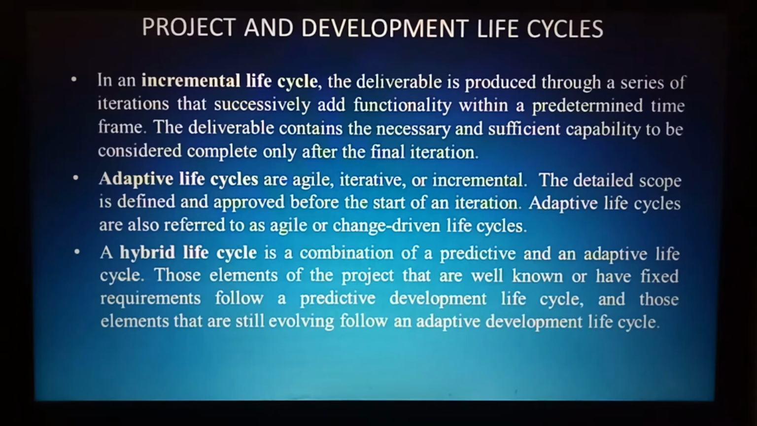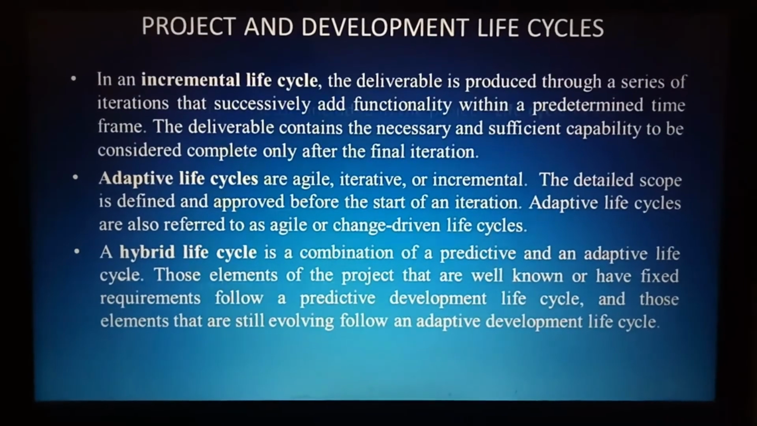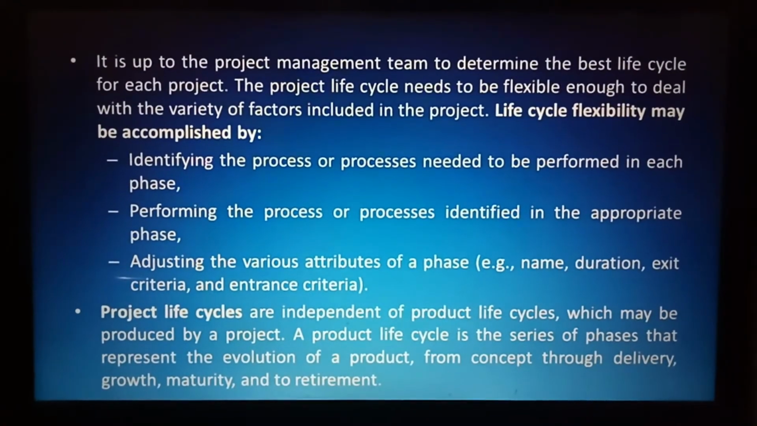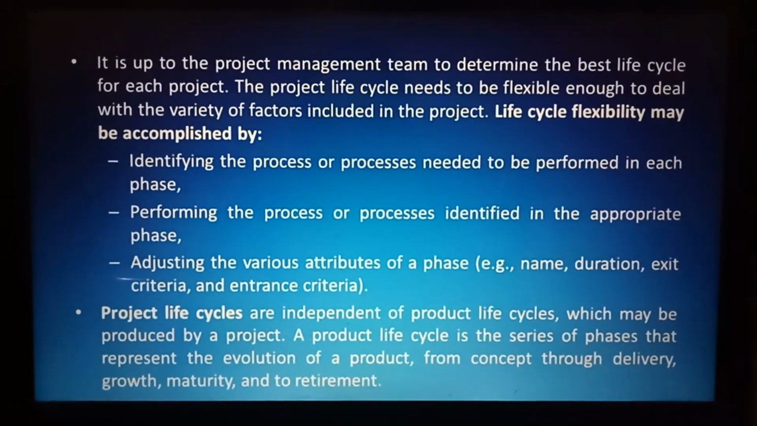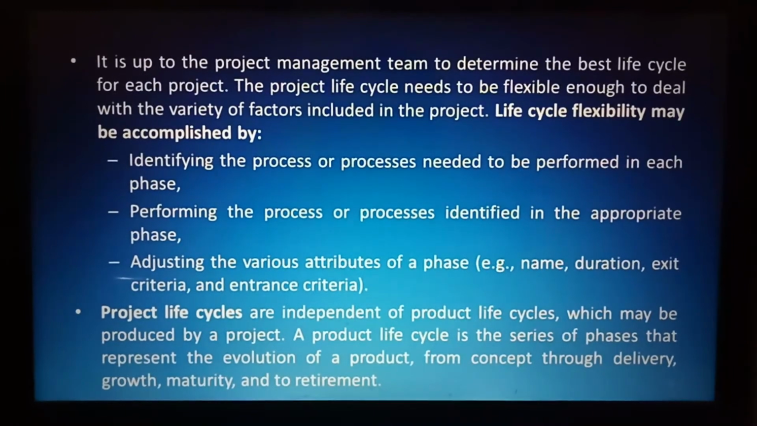A hybrid life cycle is a combination of a predictive and an adaptive life cycle. Those elements of the project that are well known or have fixed requirements follow a predictive development life cycle, and those elements that are still evolving follow an adaptive development life cycle. It is up to the project management team to determine the best life cycle for each project.